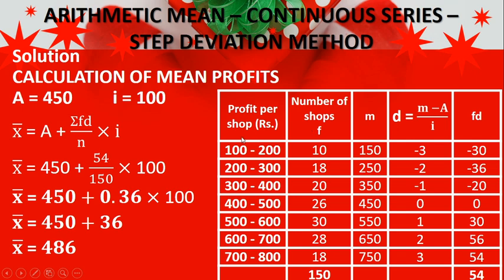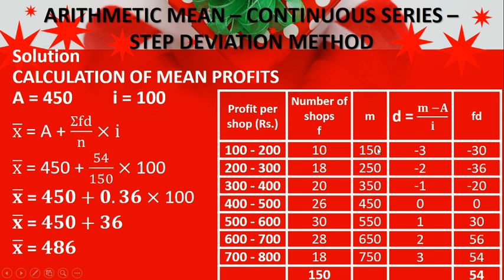Here we have the class interval, we have the frequency, and the midpoint is found. Then D. While doing D, there is a difference. D is nothing but M minus A by I. We find D by taking the midpoint minus the assumed mean, divided by the size of the class interval. I is the size of the class interval.